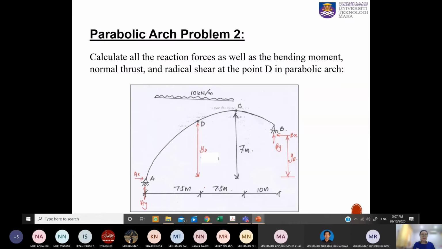Okay, class. Can we go to the parabolic arch right now? Maybe for this example, I can speed up my explanation because a similar process applies. Can I start?